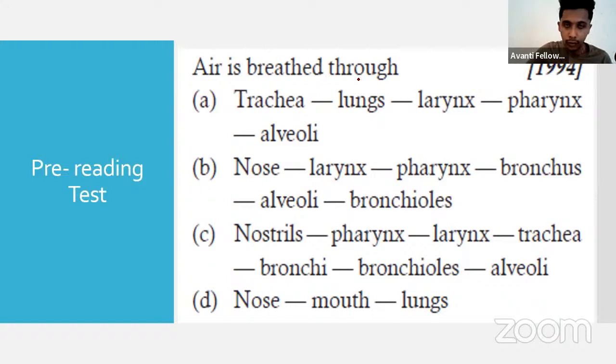Air is breathed through. So the options we have is trachea, lungs, larynx, pharynx and alveoli. Option B is nose, larynx, pharynx, bronchus, alveoli, bronchioles. Option C is nostrils, pharynx, larynx, trachea, bronchi, bronchioles, and alveoli. And the final option is nose, mouth, and lungs.